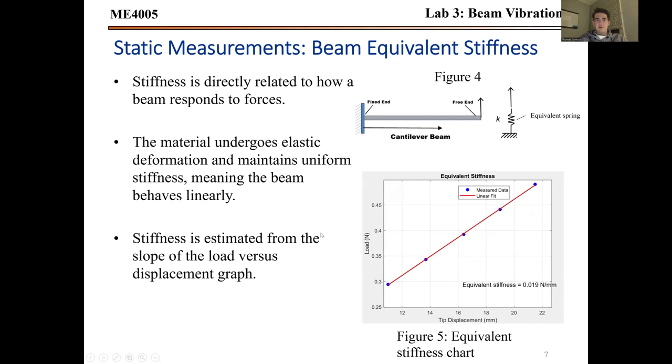Stiffness is directly related to how a beam responds to forces. The material undergoes elastic deformation and maintains uniform stiffness, meaning the beam behaves linearly. Shown in figure 5 is our graph, and stiffness is estimated from the slope of the load versus displacement.